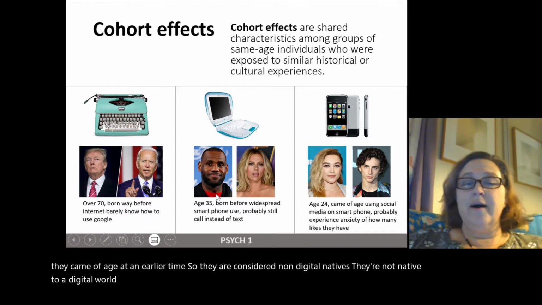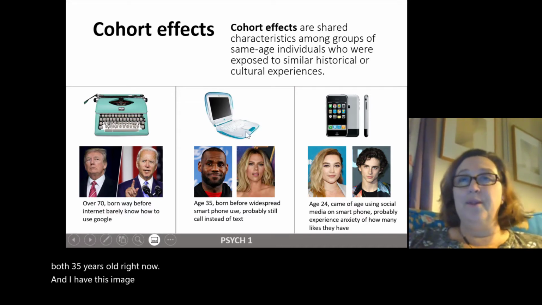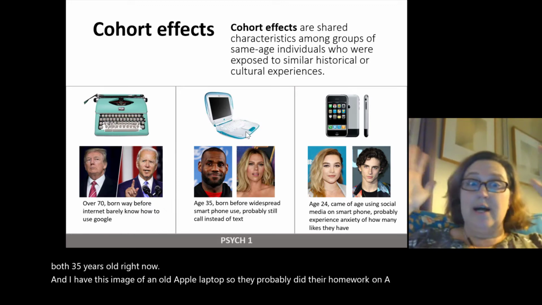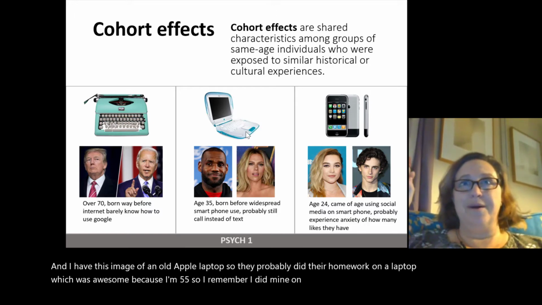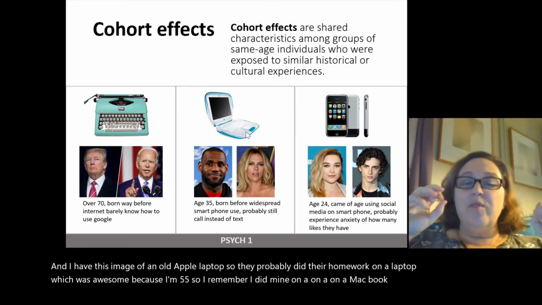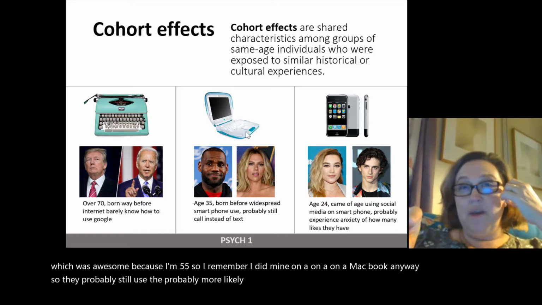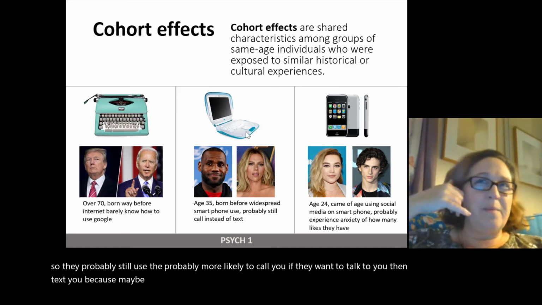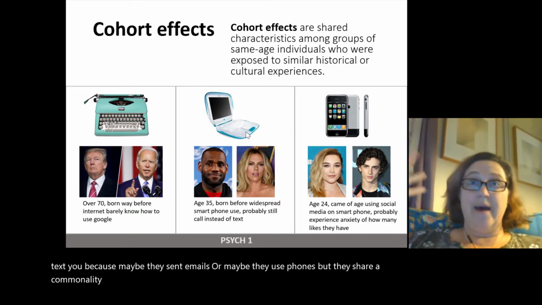Now here you have LeBron James and Scarlett Johansson. They're both 35 years old right now. And I have this image of an old Apple laptop. So they probably did their homework on a laptop, which was awesome because I'm 55, so I remember I did mine on a MacBook. They're probably more likely to call you if they want to talk to you than text you, because maybe they sent emails or maybe they use phones, but they share a commonality of experience in terms of how they came of age.